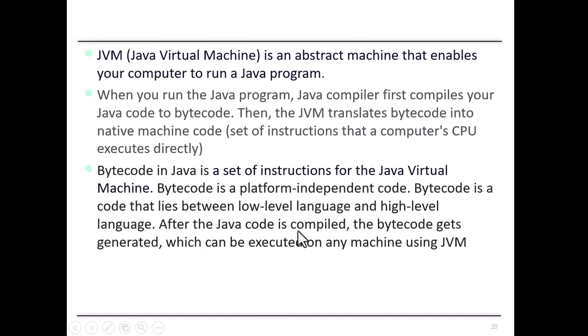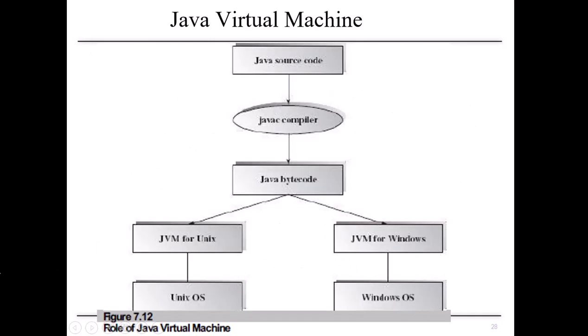After a Java code is compiled, the bytecode gets generated, which can be executed on any machine using JVM. So if we have Unix installed, or on the other side we have Windows operating system, the Java bytecode can run on both machines. So before the Java code, we must have a compiler, and compiler converts the Java code to the Java bytecode. So again we have a layer based approach here.